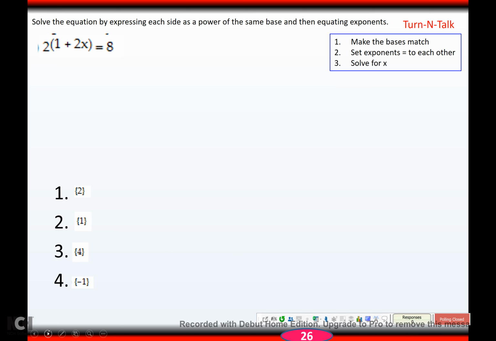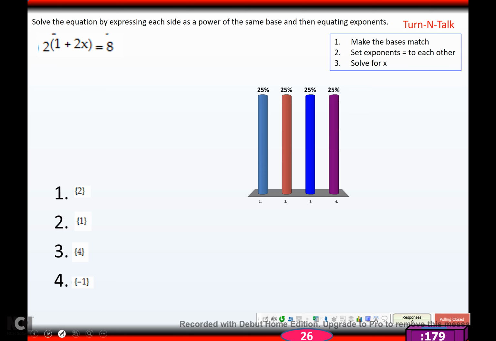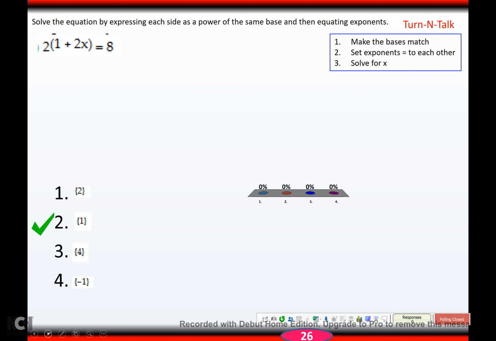So hit pause. You try this one. Come back when you're ready. And hopefully you got 2.